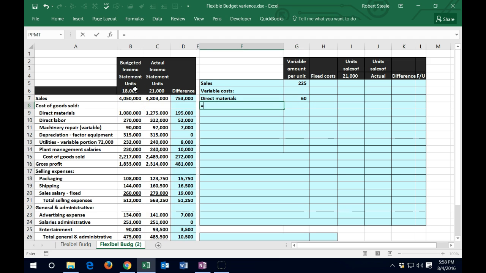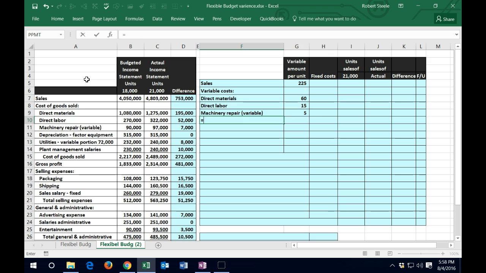And we have the direct labor, so that's going to be this one, tab. I'm going to say this equals this number divided by this number, and enter. And then we got the machinery repairs. That's going to be this one here. Also variable because it says variable right there. So we're going to assume that's variable even though it might not be as clear. And then we're going to take the 90,000 divided by the number of units. And we have 5 per unit.